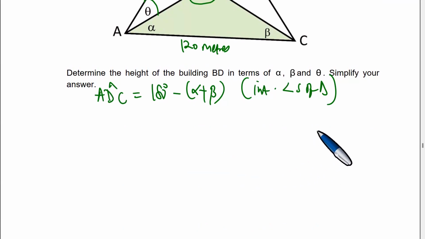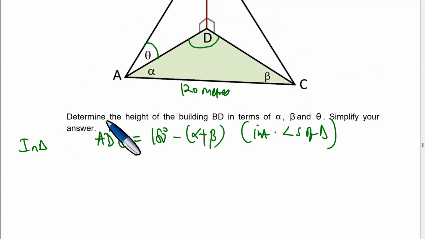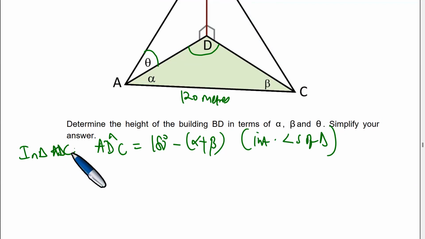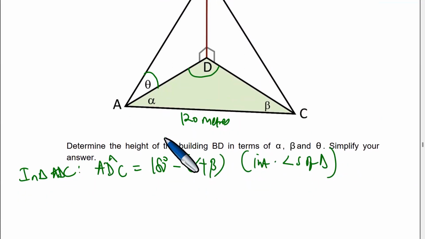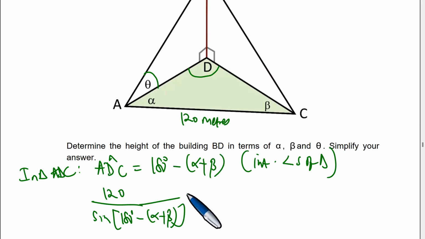BD can be obtained in terms of theta because it is opposite over adjacent, using the tangent. But first, in triangle ADC, we can use this 120 here. So we say 120 over the sine of the angle opposite, which is the sine of this angle ADC, 180 degrees minus alpha plus beta, equals AD over the sine of beta.